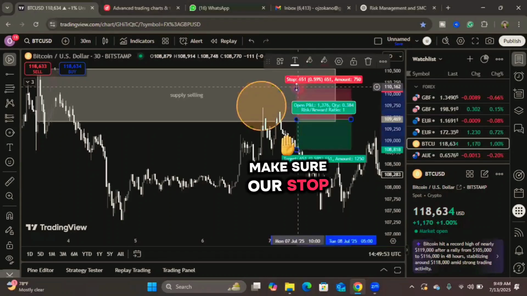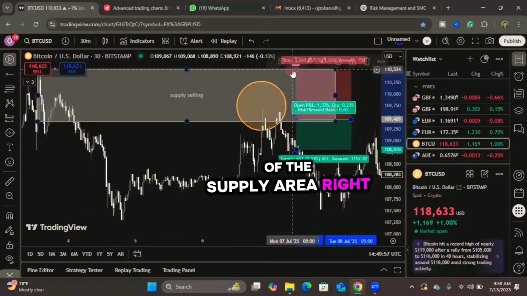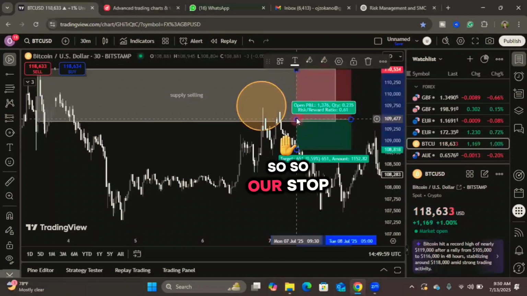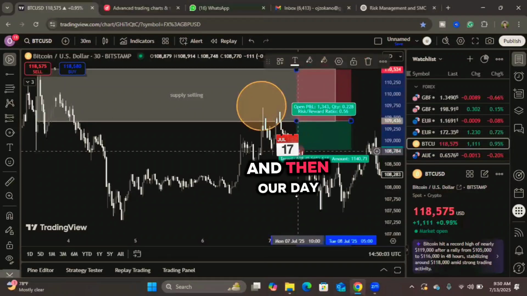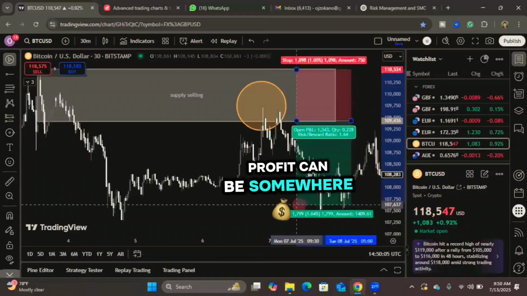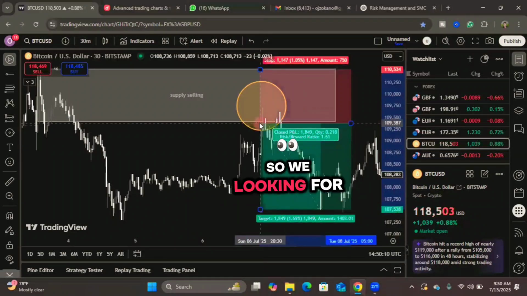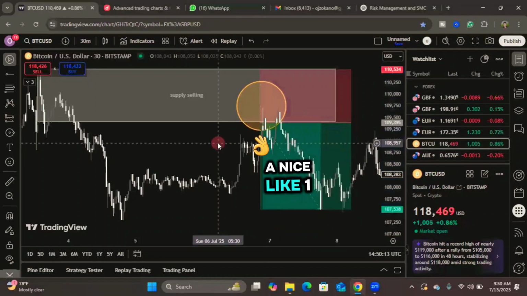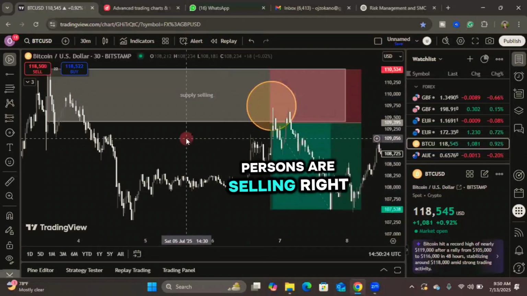Make sure our stop is at the top of the supply area. So our stop loss will be right up here, and then our take profit can be somewhere around the bottom of here. So we're looking for a nice 1 to 2, 1 to 3 with this type of setup. And this is how we'll normally go for our supply areas. This is where persons are selling, right?